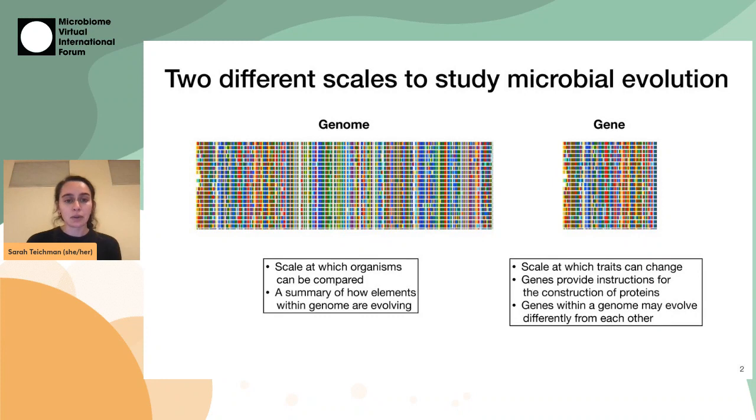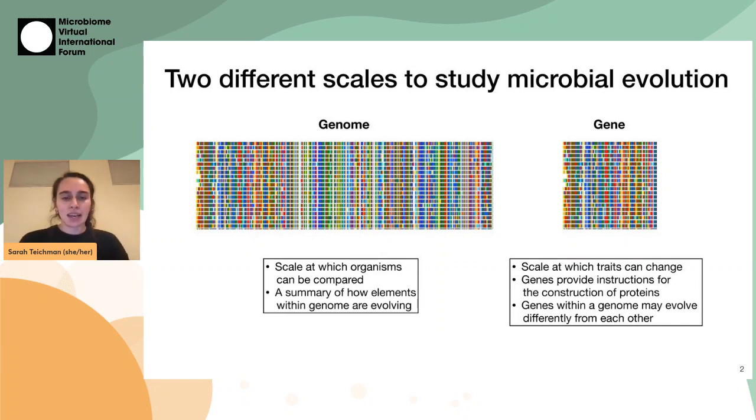So if we zoom in to one of these parts of the genome, we could also think about evolution at a gene scale, the scale at which traits can change, as genes provide instructions for the construction of proteins. And we know that genes within a genome may evolve differently from each other. So I want to think about a way to compare these two different scales.